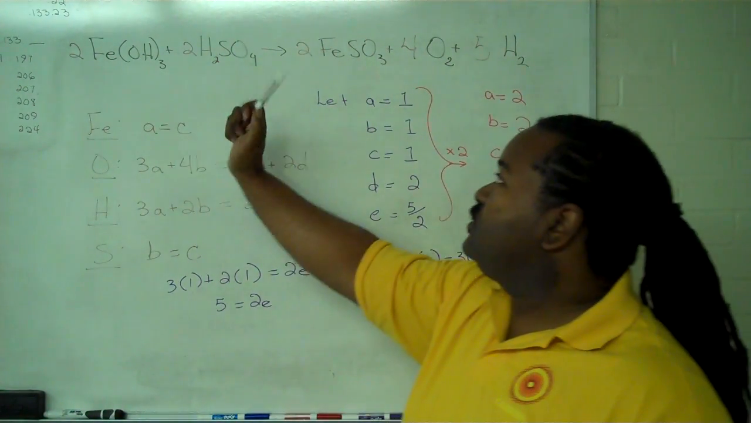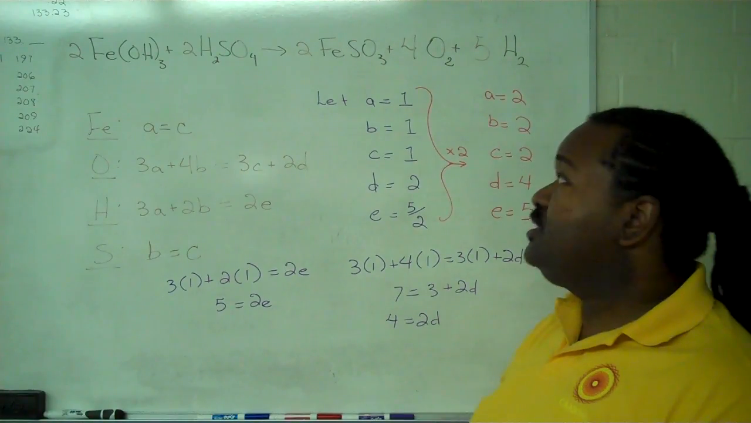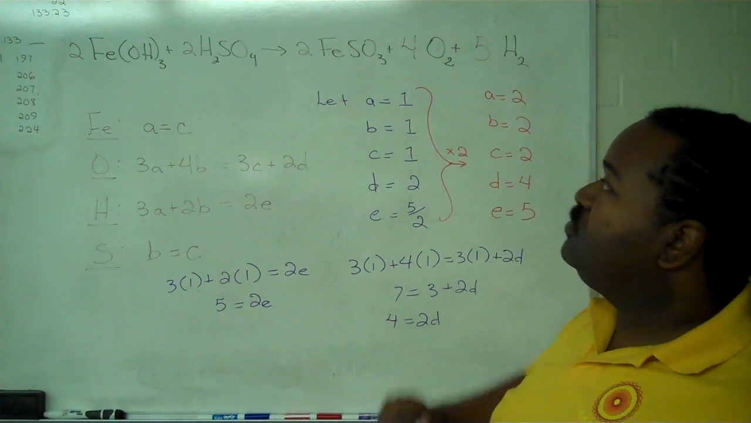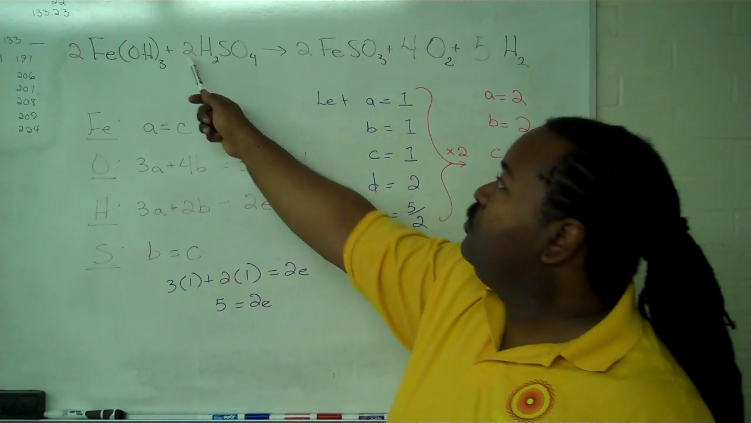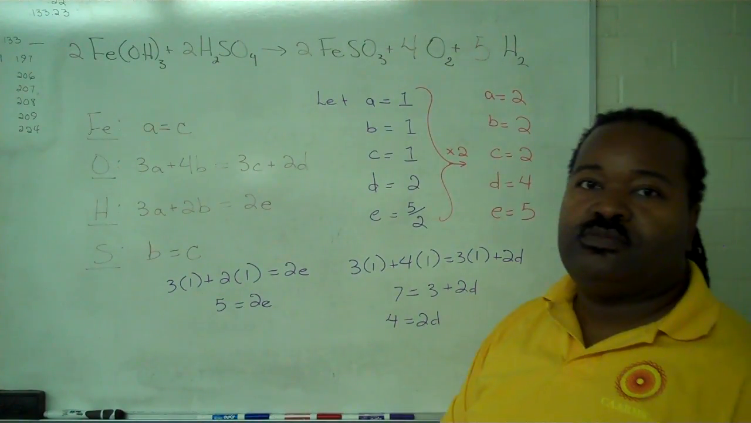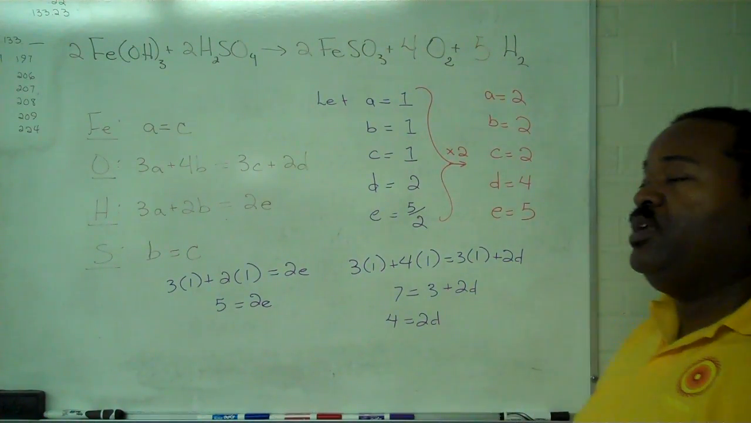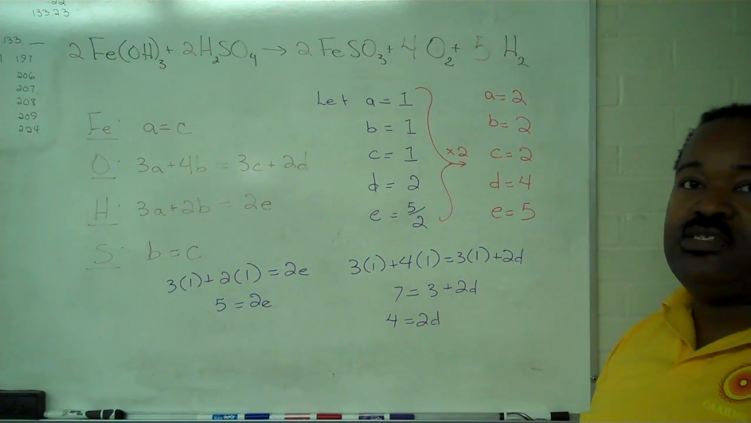Hydrogen, 3 times 2, that's 6. Plus another 4, that's 10. 5 times 2 gives me 10. And for sulfur, we have 2 here and 2 here. So this is how you use the algebraic method to completely balance a chemical reaction.